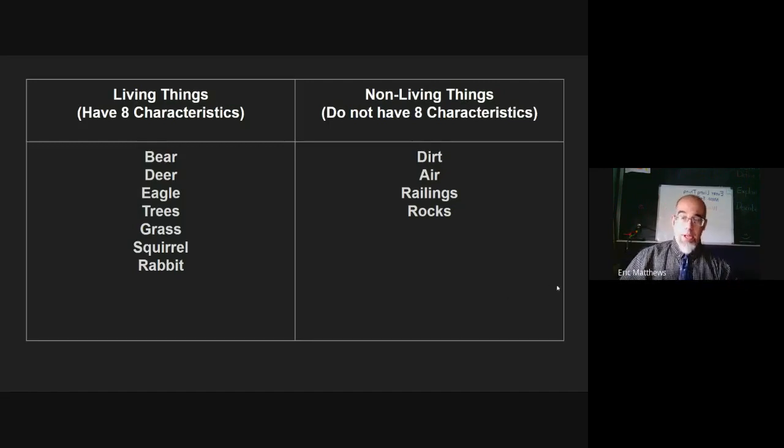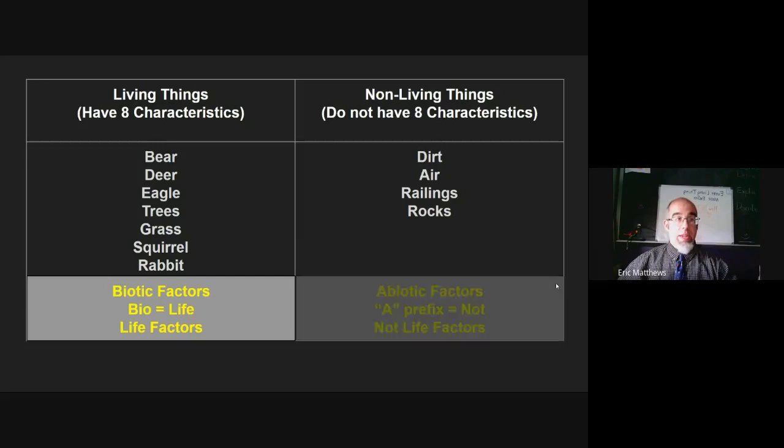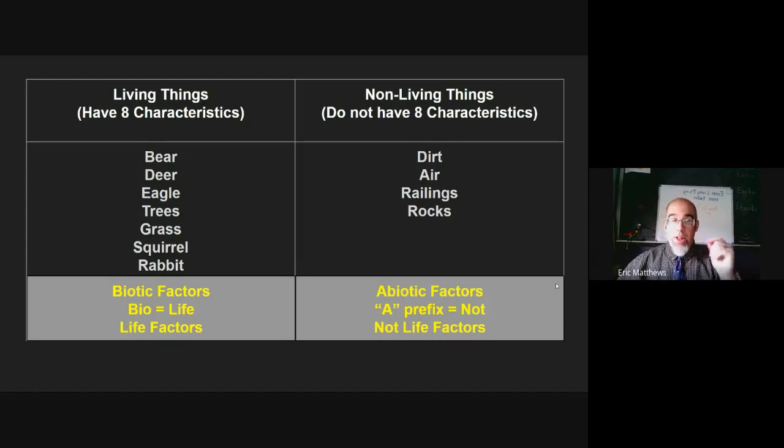Now, this is important to be able to define these two because the difference between biotic and abiotic is something that we need to know in ecology. Biotic factors will be our living things. It starts with that same prefix, bio, Latin for living or life. And our non-living things are abiotic. Remember, if they start with that capital A, it means not. So this is a not living thing. Keep those terms in mind. They will be key for the entirety of this unit.